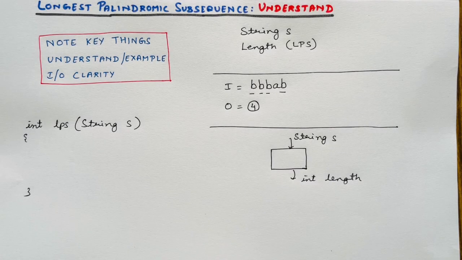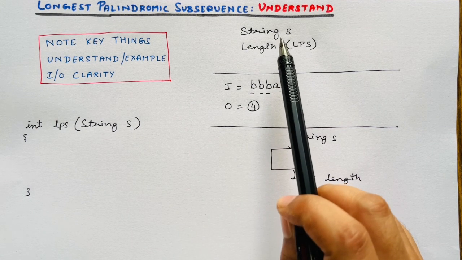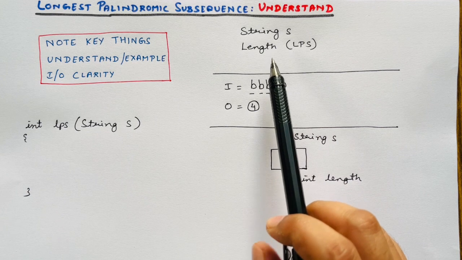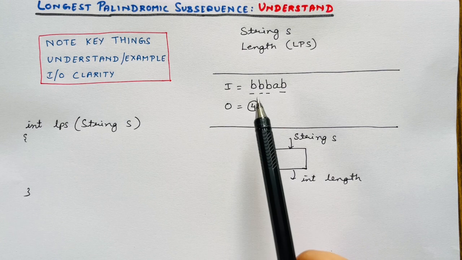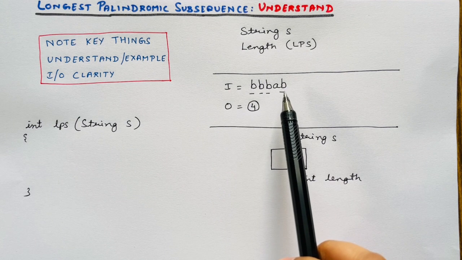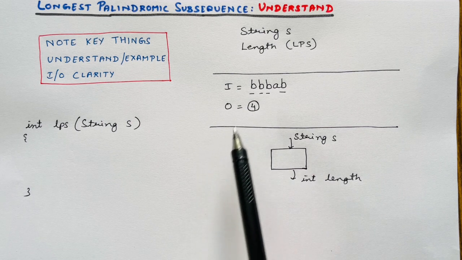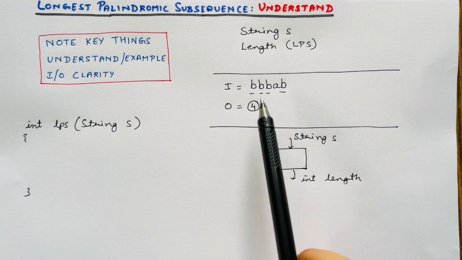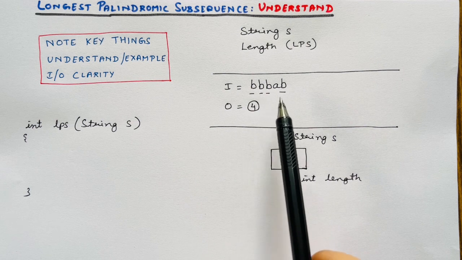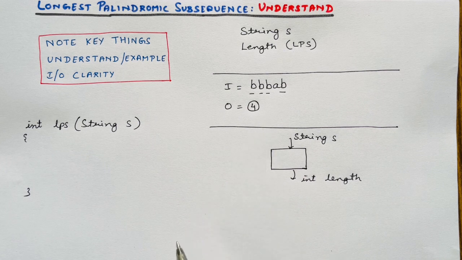Let's start. To begin with, let us first note down the key things given in the question. We are given a string s and we have to return the length of the longest palindromic subsequence in this string. For example, if this is the string given to us, then the length of the longest palindromic subsequence is 4. How? These 4 b's form a subsequence, they are a palindrome, and they are the longest possible such palindromic subsequence, and hence the answer is 4.